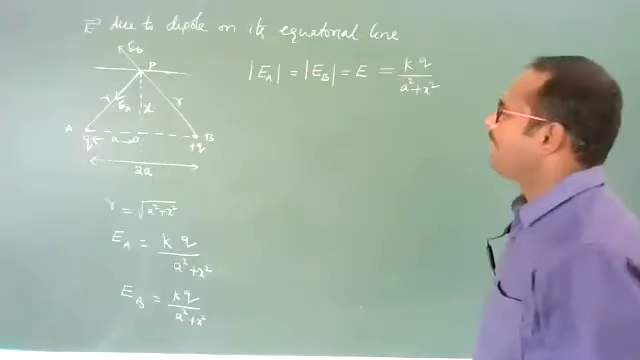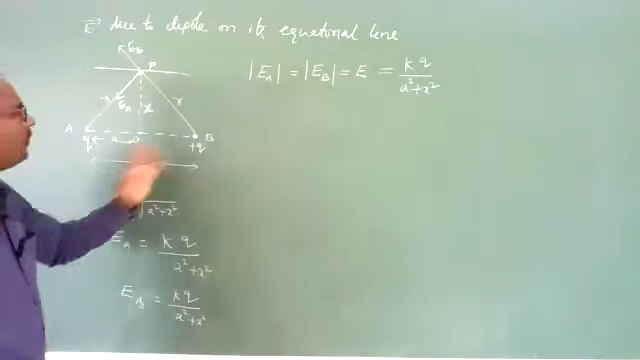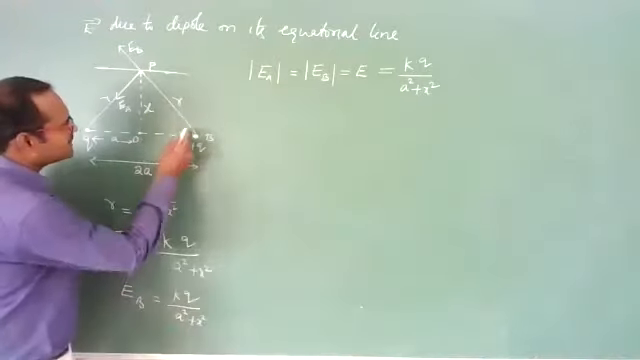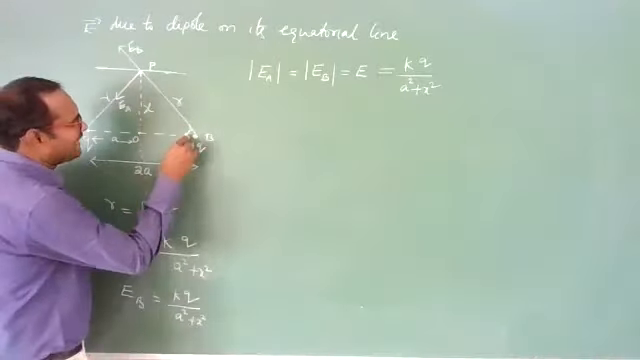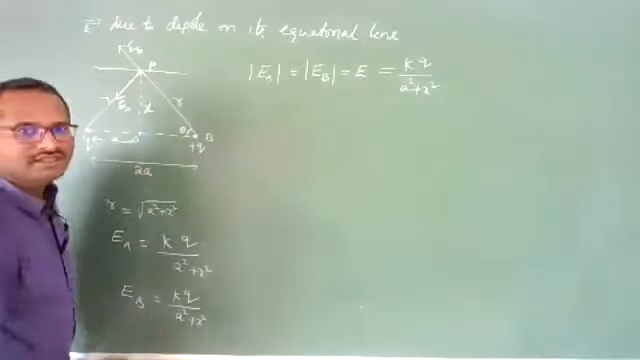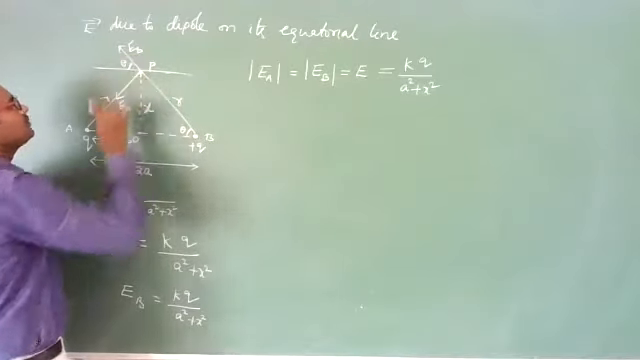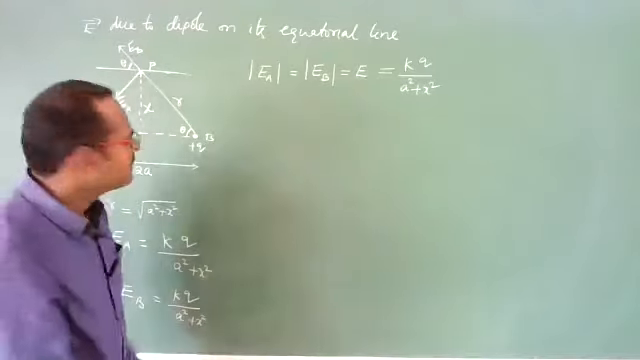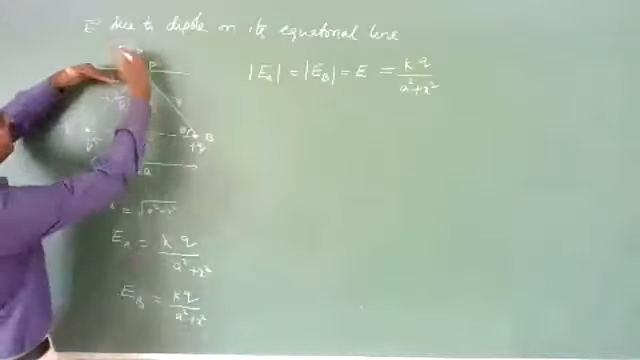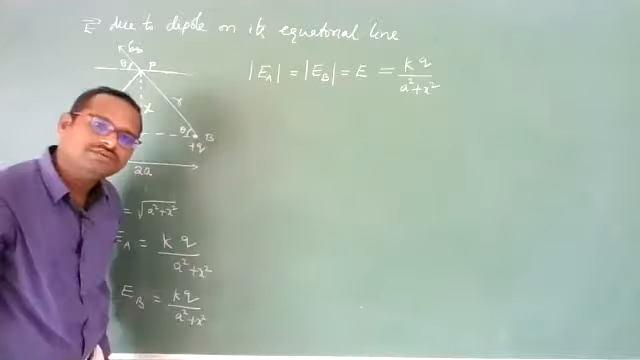Now let us draw one line parallel to the dipole. Now let us suppose this is angle theta. Then this will be angle theta. Are you getting what I am showing you? These two are parallel lines. It is one inclined line. These angles must be equal. Okay, students?